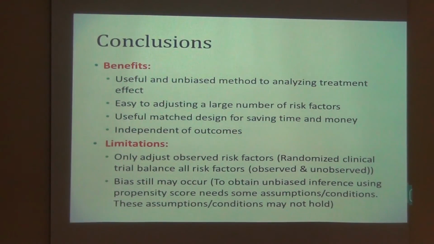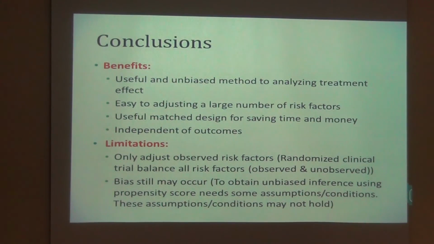So when you do some studies, you can design the match using the propensity score for the key variables, then you can further recruit more data or do some other designs. And it's independent of outcomes. But of course it also has some limitations, some I can think of. One of the limitations is that it can only adjust for the observed risk factors.